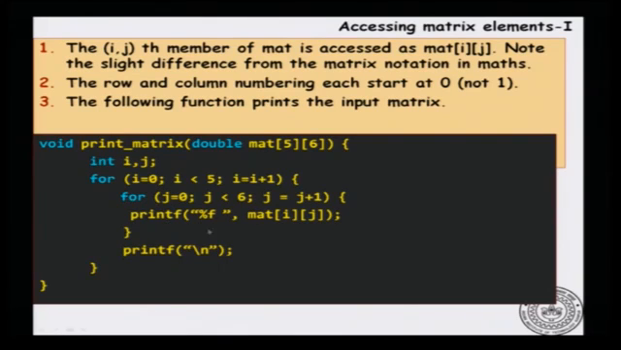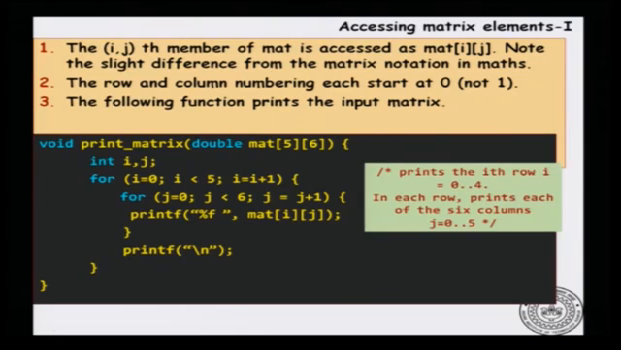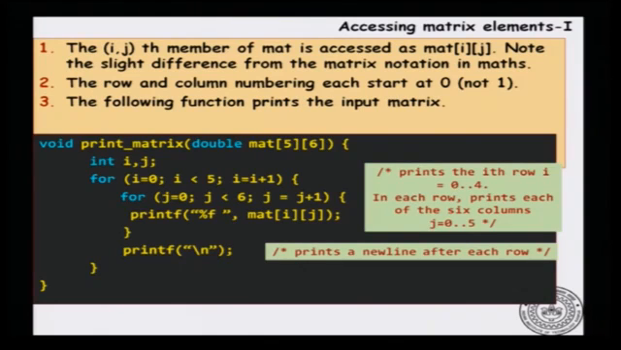So, here is the loop to print the columns of a row. Once you are finished with a row, you would print a new line, because then you can start at the beginning of the next line for the next row. So, here is the loop. What the loop does is print the ith row, starting from 0 and ending in 4, and for each row print each of the 6 columns, 0 through 5. Now, at the end of each row you would print a new line.